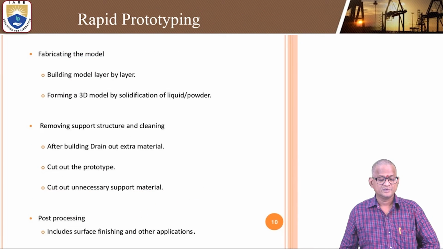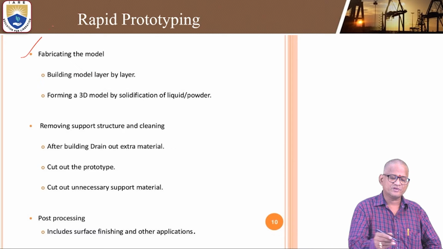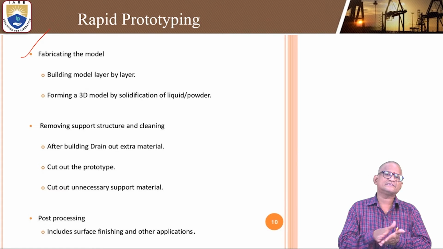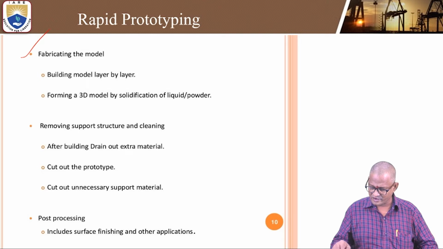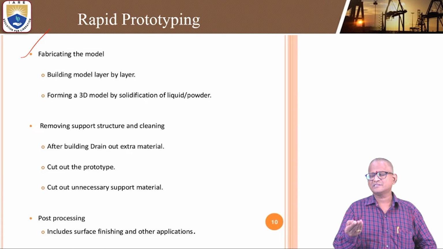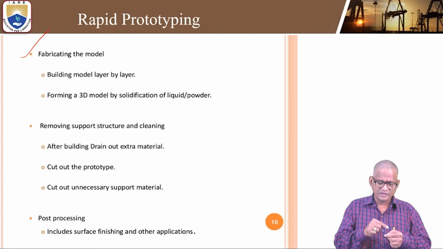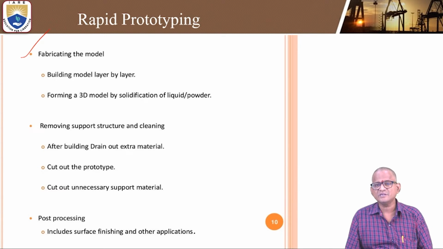Now, after that, you should fabricate the model. When you want to fabricate the model, we should have a layer by layer technique, building the model by layer. If you have a paper, it means a thin sheet, but a 3D model can be made one layer by one layer, layer by layer, and that way the 3D model can be done.